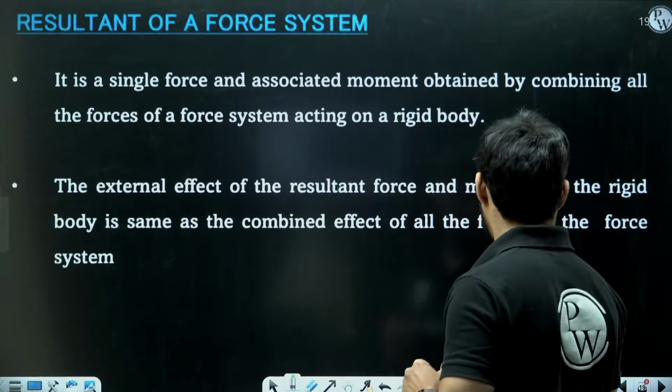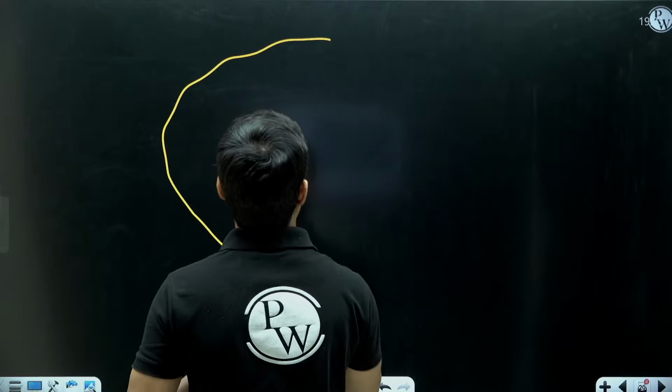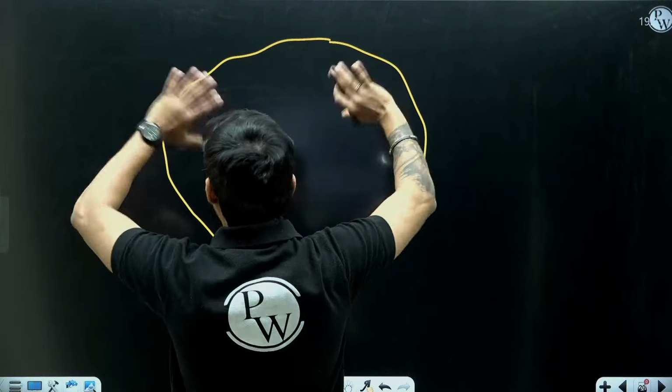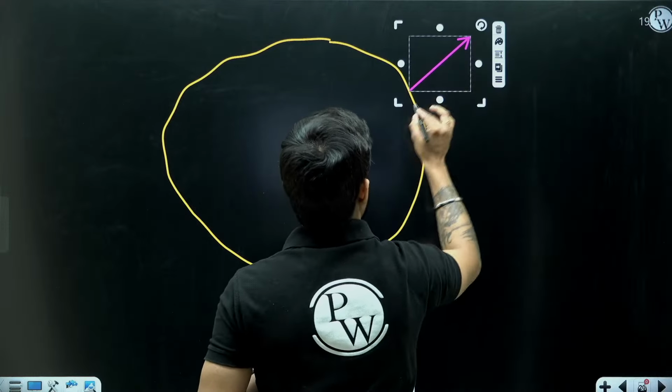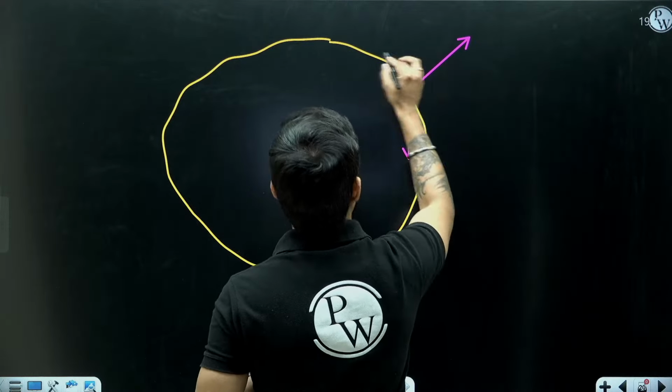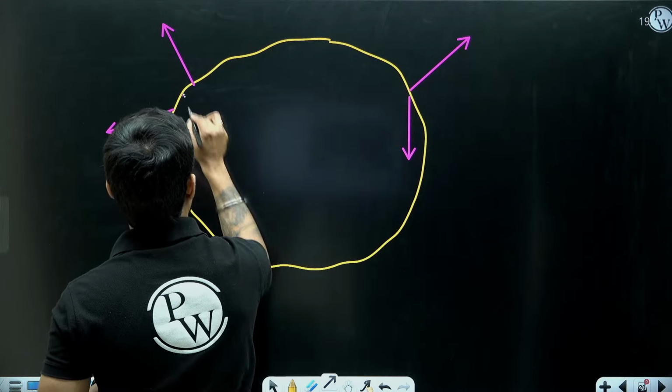Let me give you an example. Let's say that this is a rigid body, and it is interacting with multiple bodies, so it is subjected to multiple forces like this. It is subjected to multiple forces like this.